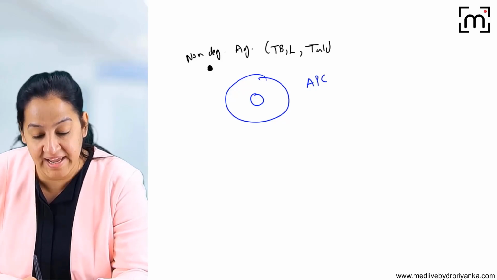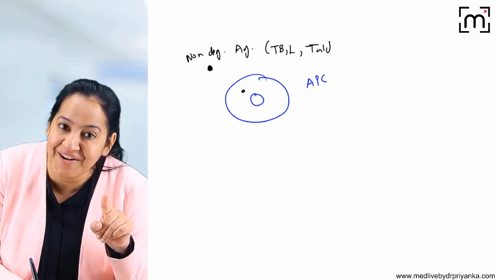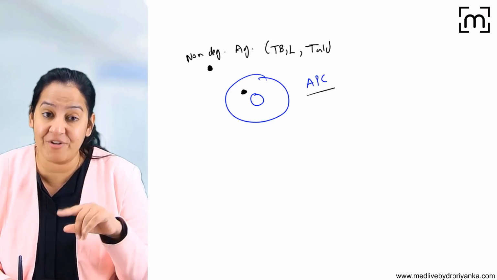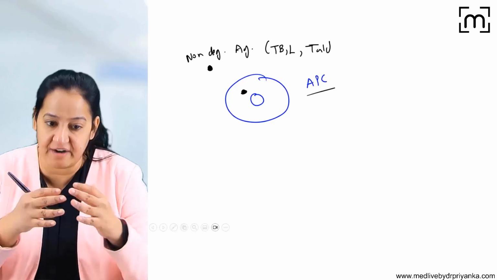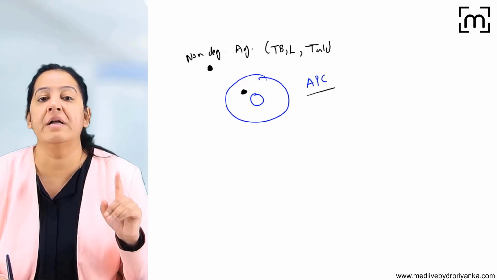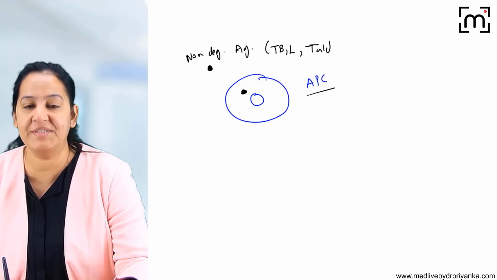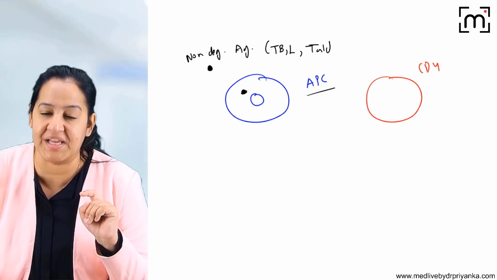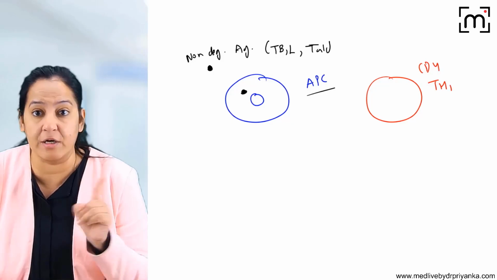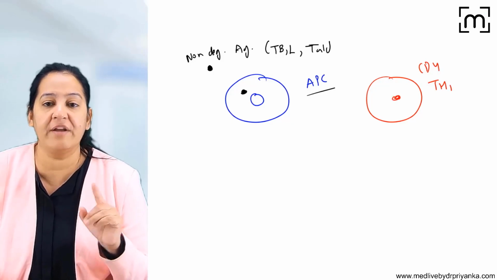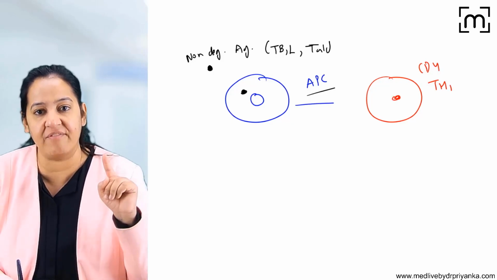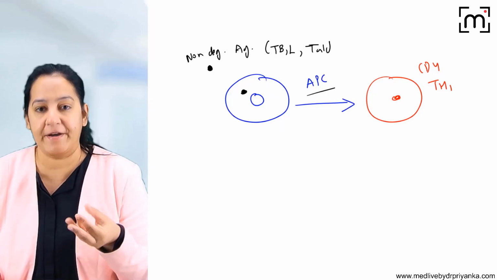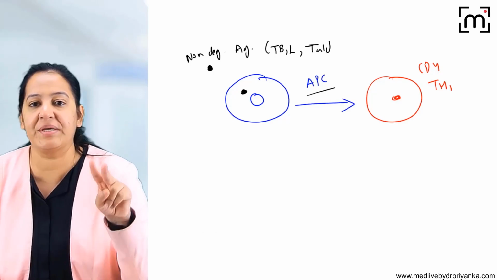The antigen presenting cell will engulf it and try to degrade it, but is unable to degrade it because it is a non-degradable antigen. So it will present it to the next cell. Who is the next cell? The next cell is the helper Th1 cell, CD4 lymphocyte helper Th1, not helper Th2. It will give the signal to this cell that we have a non-degradable antigen in our body. So this cell will get stimulated, and on stimulation, it will secrete 3 cytokines.